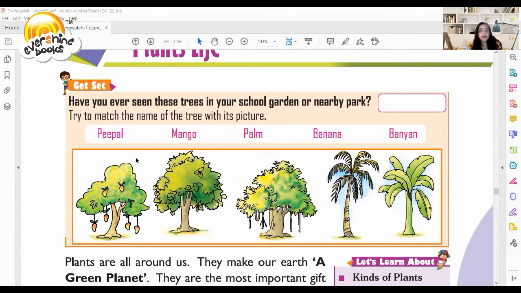The first, as you can see, is full of mangoes. So obviously, this must be the mango tree. The second tree, if you look carefully at the leaves, is the peepal tree. The third tree, yes, you guessed it right. It has these hanging branches, and therefore, this is the banyan tree. This is the tree that you must have seen so many times on the beach. This is the palm tree. And this tree, which looks very much like a palm tree, is the banana tree.